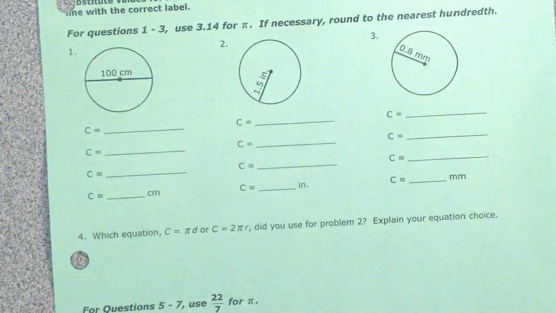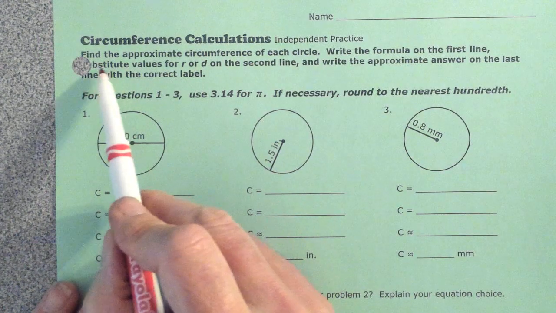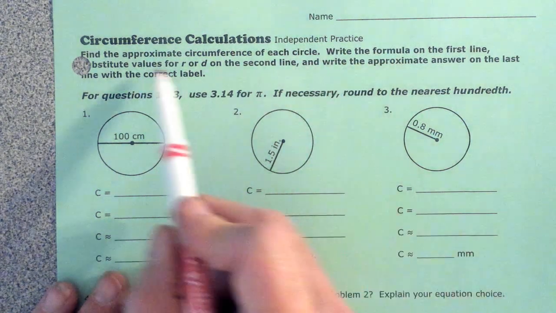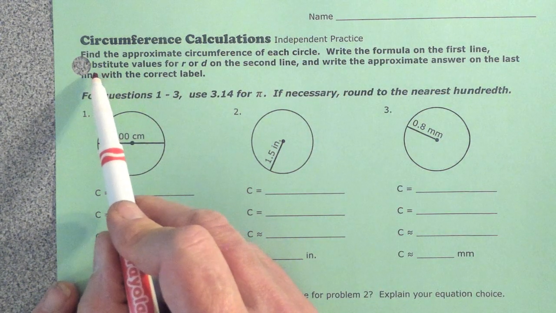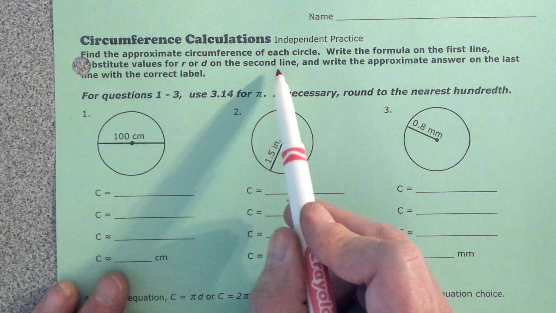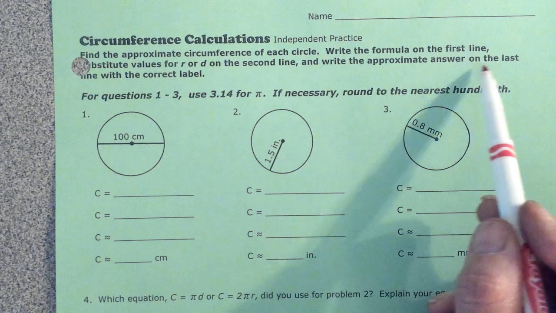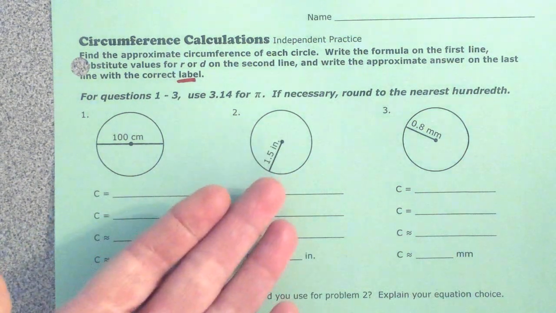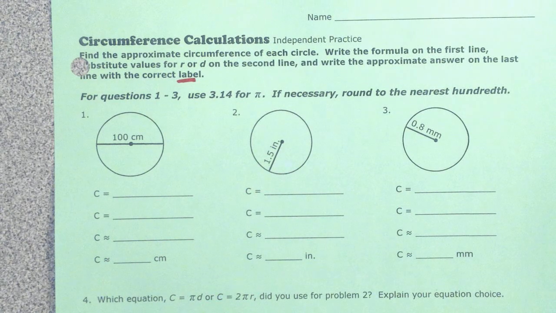Okay, and then what we did is we started our homework worksheet. Sorry, I had to get it off the table here. Directions. Find the approximate circumference of each circle. Write the formula in the first line. Distribute values for R or D, radius or diameter, on the second line, and write the approximate answer on the last line with the correct label. So like centimeters, inches, millimeters, whatever they're asking for.